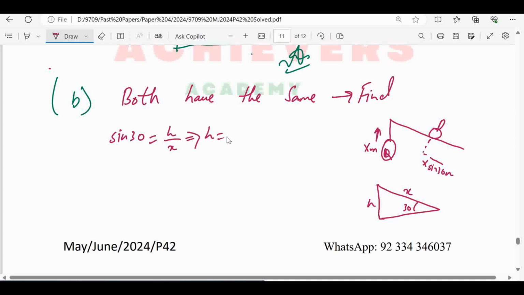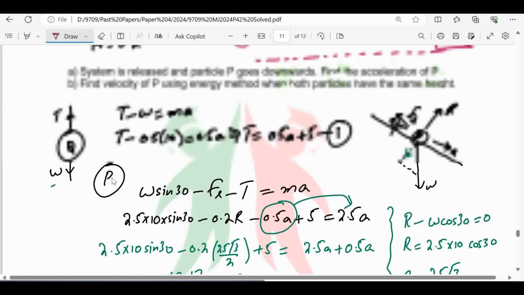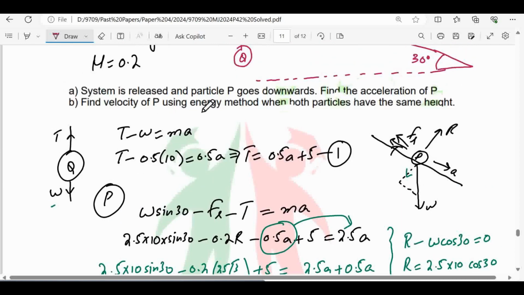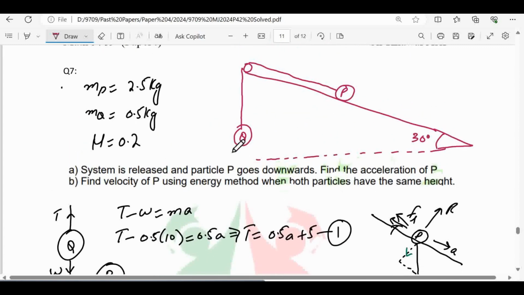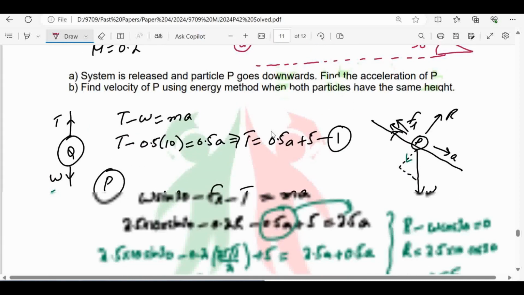So height will be equal to x sine of 30. Now the total distance will be... it was given that we have to find the velocity of P when both have the same height, and it was given in the question that this height is 2.